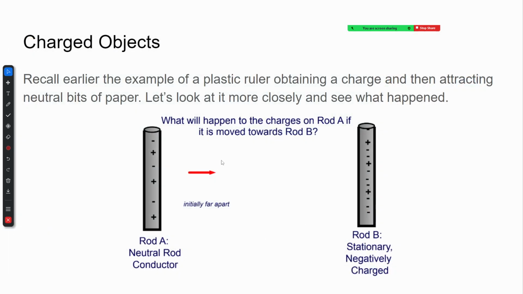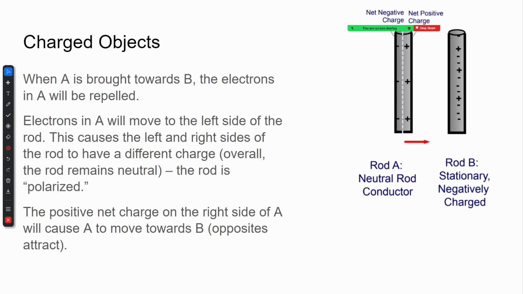Like I said, we haven't done it in class, but we will. We talked about the word polarization already, so hopefully that helps put it in some kind of visual context here. When A gets brought towards B, the electrons in A are going to get repelled, and this is what you see happening over here. You have a neutral rod and a stationary negatively charged object, rod A and rod B.